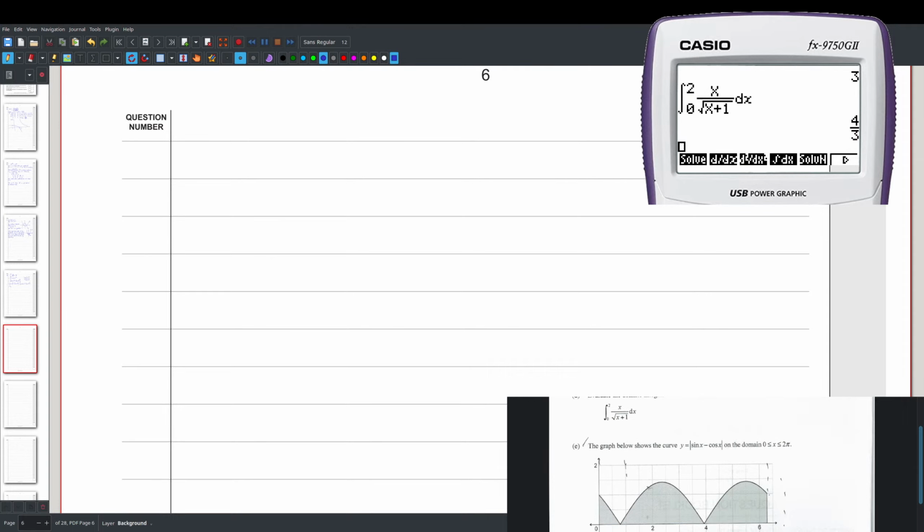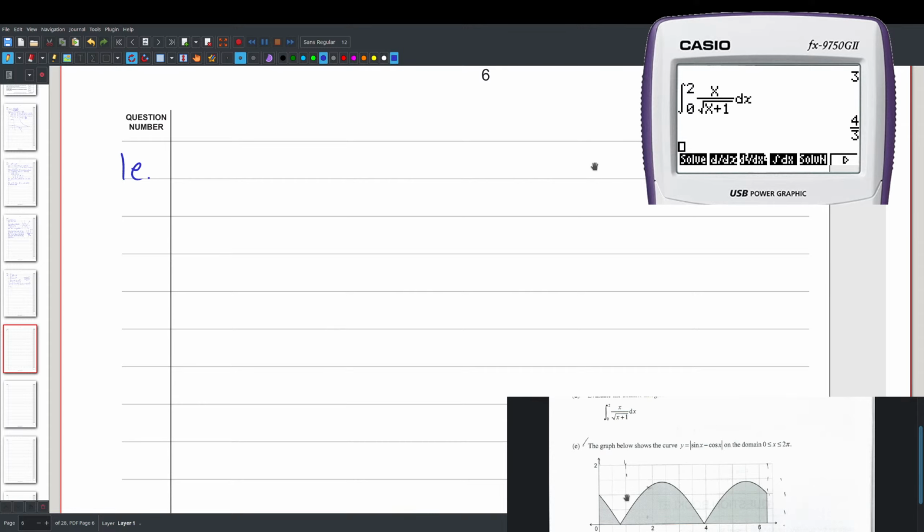Okay. The graph below shows the curve of the absolute value of sin x minus cos x on the domain 0 to 2 pi. It's not an integral problem. Alright, 1e.